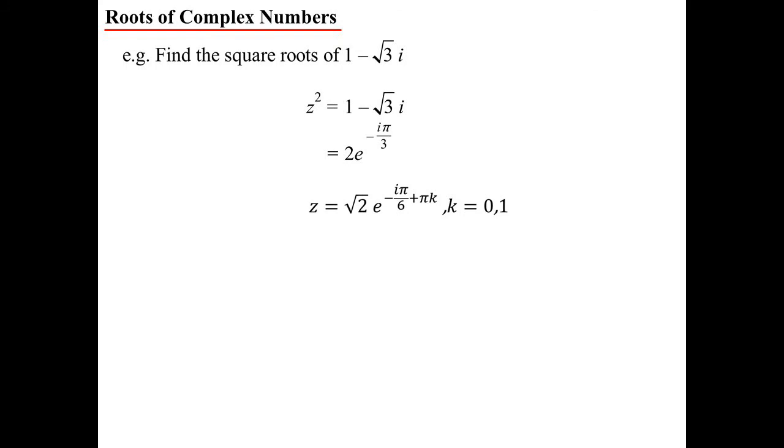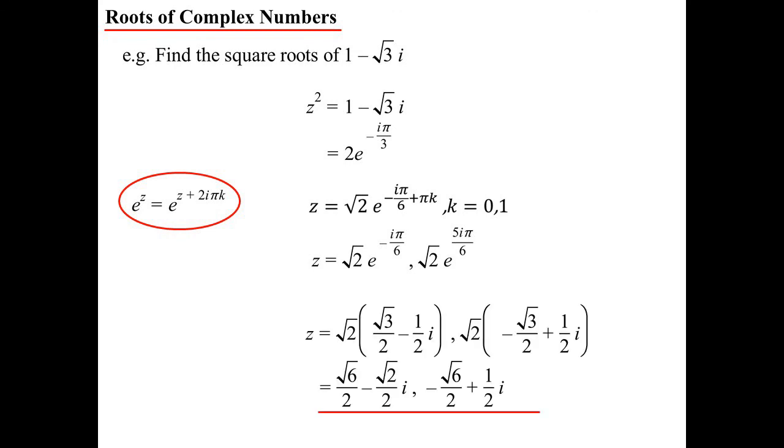Remember we said e to the minus i pi on 3 is the same as minus i pi on 3 plus multiples of 2 pi k. That's multiples of 2 pi. But I'm then dividing the power by 2, because I'm finding the square root. So the minus i pi on 3 becomes minus i pi on 6, and the 2 pi k becomes pi k. I want two solutions, so 0 and 1, and we have root 2 e to the minus i pi on 6, and root 2 e to the 5 i pi on 6.